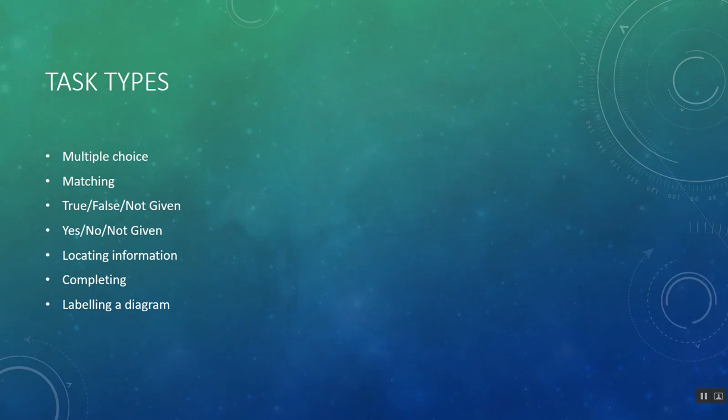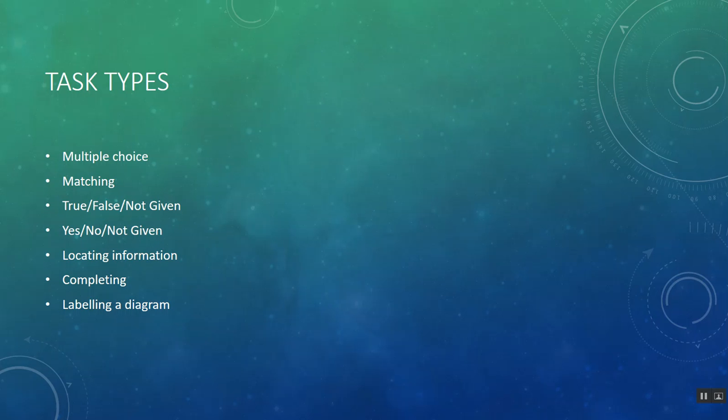In the case of the multiple choice, you're quite familiar with it, but in the case of the matching, you're asked to match ideas or opinions to people, places and dates. You are generally asked to match sentence endings. You've got the first part of the sentence, then you've got the ending of the sentence.